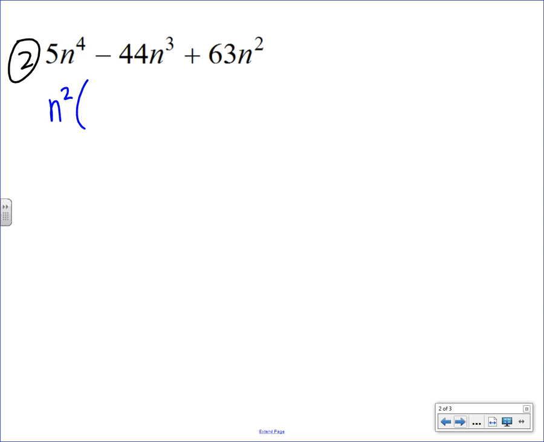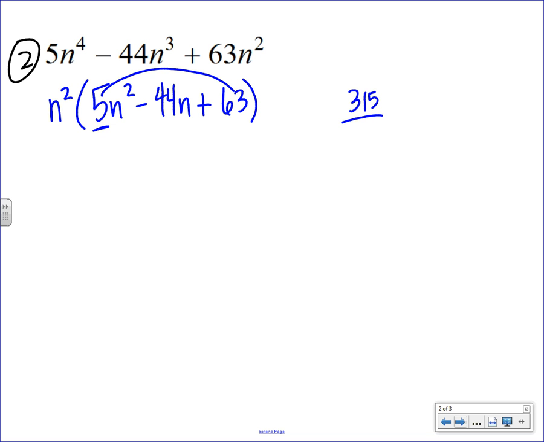So if we factor out an n squared, what will be left? 5n squared minus 44n plus 63. Okay. So now we have a trinomial. A is not 1. So what do we do? We go 5 times 63, just 315. And we want to find factors of 315 that add up to what? Negative 44. Good. So if it has to multiply to be positive and add up to negative, we want to find two factors that are both negative.